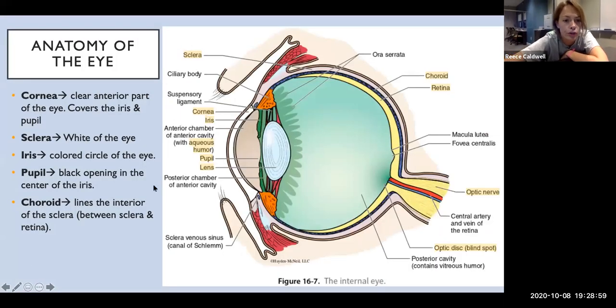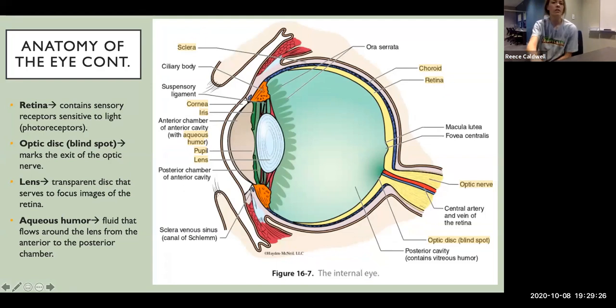And then we have the choroid, which lines the interior of the sclera. It's like this muscle right here. You don't need to know choroid, but know sclera, iris, and pupil. Sclera is the white part, iris is the colored part, pupil is the black dot in the center. And then all these highlighted things you don't need to know. It was just on the picture I found for the PowerPoint.